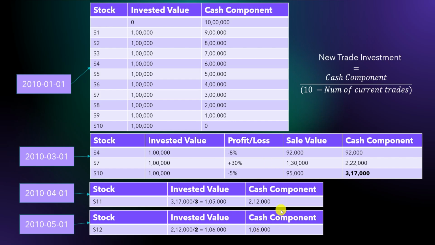So just continue this process. Whenever a new stock is added, the cash component will be reduced, and that will be added to the stocks portfolio. And when a stock is exited from the current portfolio, the sale value we get by selling the stock, we'll add that sale value to the current cash component. And when you take a new trade in the future, the new trade value will be calculated based on the current cash component value and the number of stocks you will be buying into your portfolio.